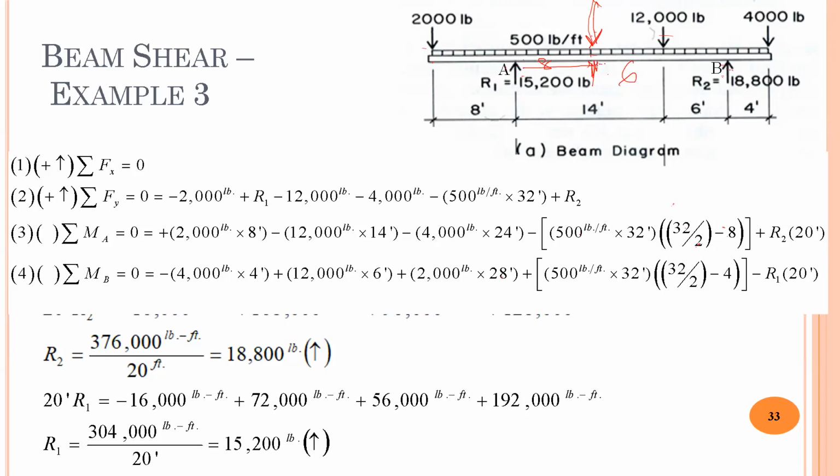So you can find R1. Instead of finding R2, you can find R1. So it gives you two options for how to do it, not just one. So you find R2, which is 18,800. And then you find R1, whichever method you use first. It would be equation 3. This is coming from equation 3, not 4.